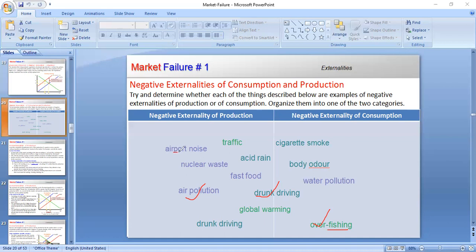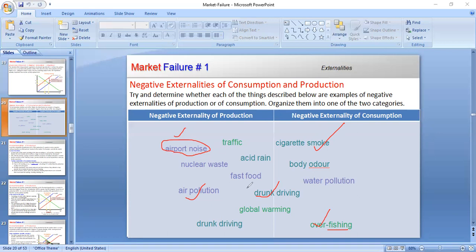Then airport noise. Airport noise, by the way, is also a negative externality, but it's a negative externality in consumption, because the noise will go into your ears, which is an element of consumption, yeah? Cigarette smoke. That one, we've already seen. We already looked at it, that it was a negative externality in consumption, because the person taking a cigarette is literally consuming the cigarette smoke, right?